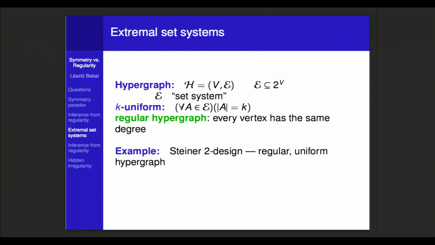Now, the set system is called k-uniform if every set in the system has size k. It is called regular if every vertex has the same degree, where the degree again is the number of edges containing a given vertex. So for instance, if I look at a Steiner 2 design, then it is regular. Every point has the same number of lines through it, and it is also uniform because, by definition, every line has the same number of points.